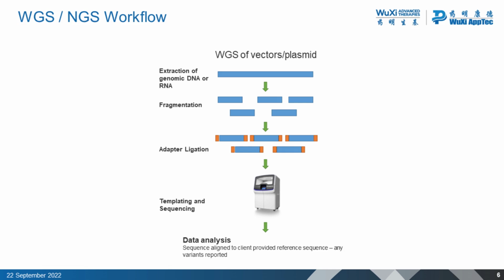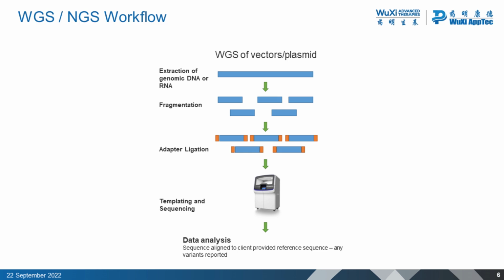Very quickly, I'll walk through the workflow for the NGS method for whole genome sequencing of vectors or plasmids. It starts with extraction of genomic DNA or RNA. In the case of RNA, we ask that the RNA go through a cDNA preparation. Once we have genomic DNA or cDNA, both of these kinds of DNA undergo fragmentation, followed by ligation of adapters and barcodes. These samples are then input into the Ion Torrent Genexus platform that performs the templating and sequencing.